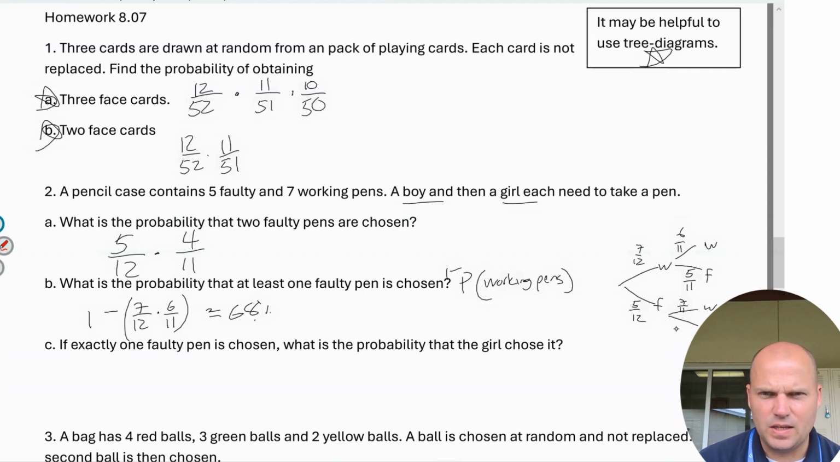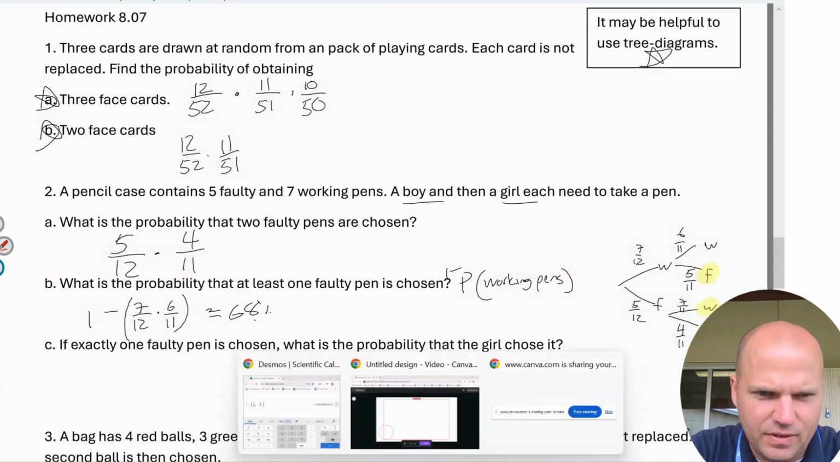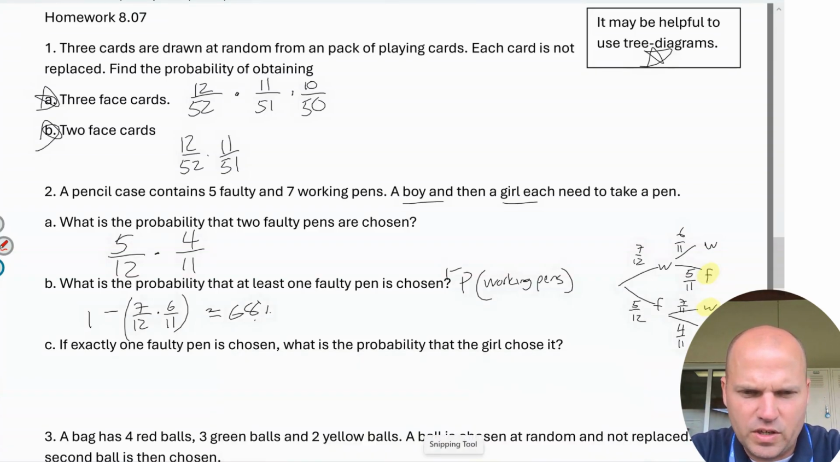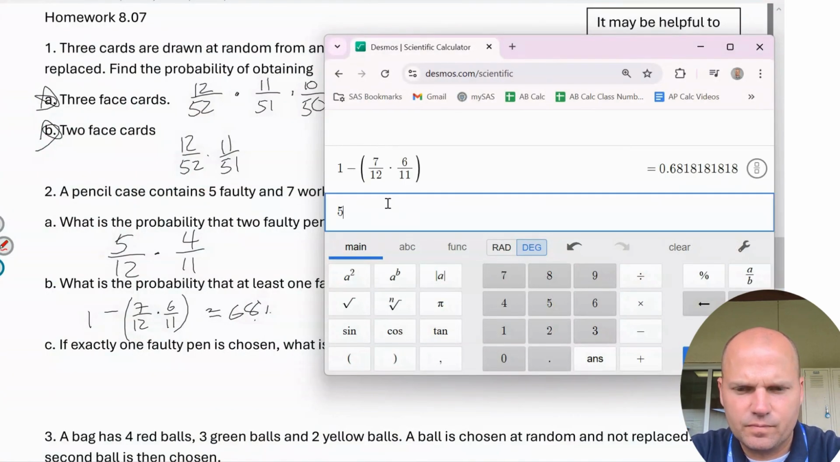And this faulty would be 4 out of 11. Okay. At least one faulty pen chosen would be this and that and that. So it's the probability that we have a faulty pen plus the probability that we have a working and faulty. So that's the 5/12ths plus a 5/11ths, which if I calculate, I will find is the same as this.